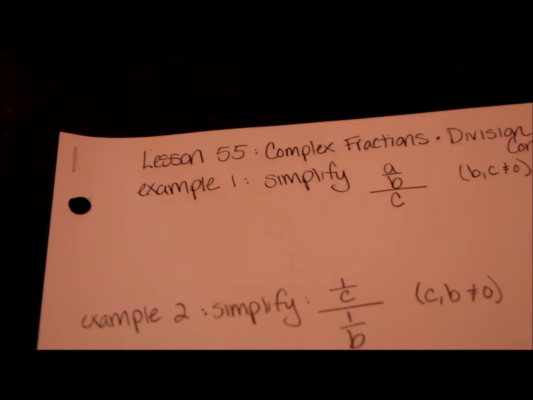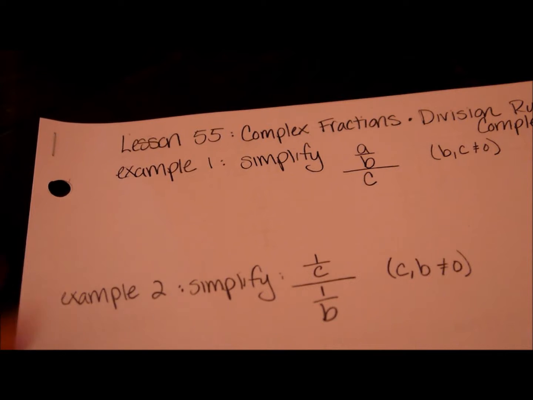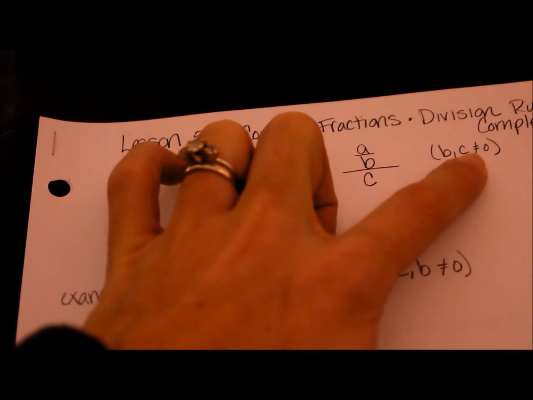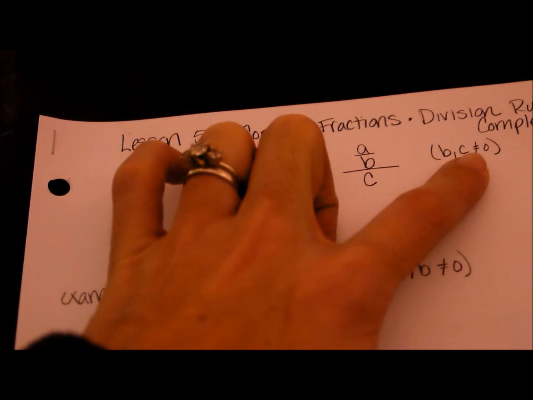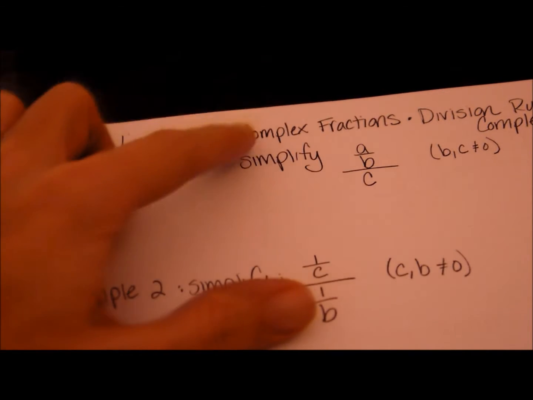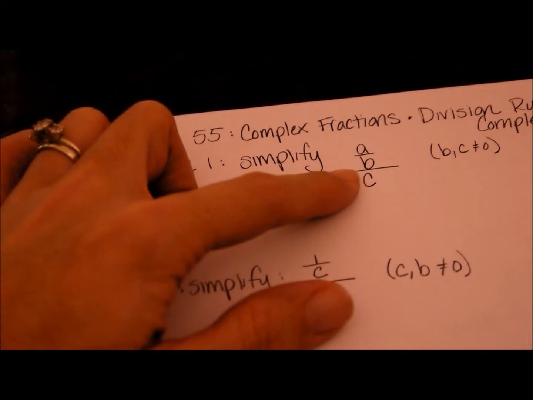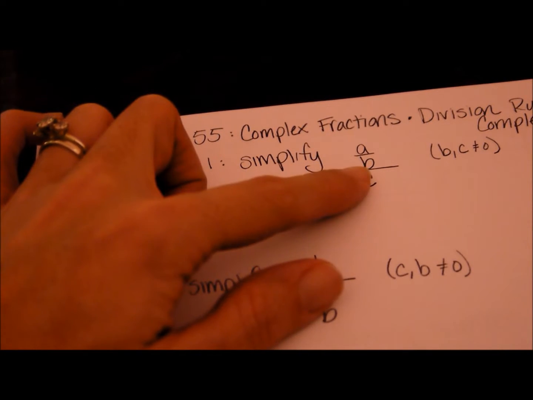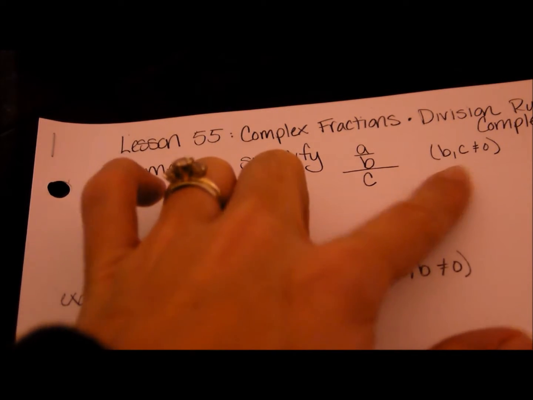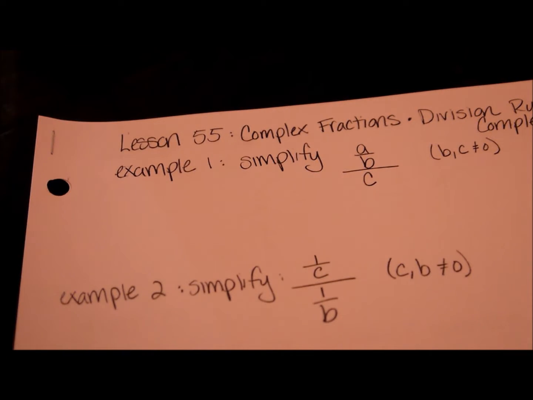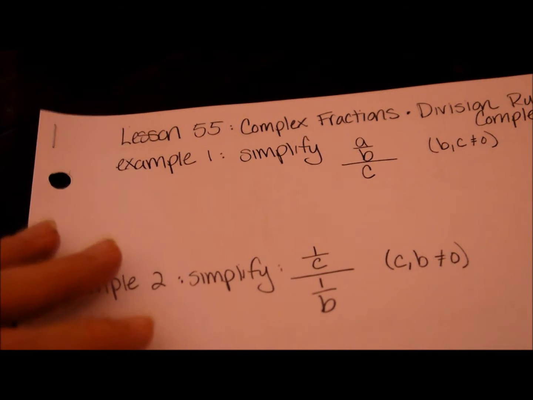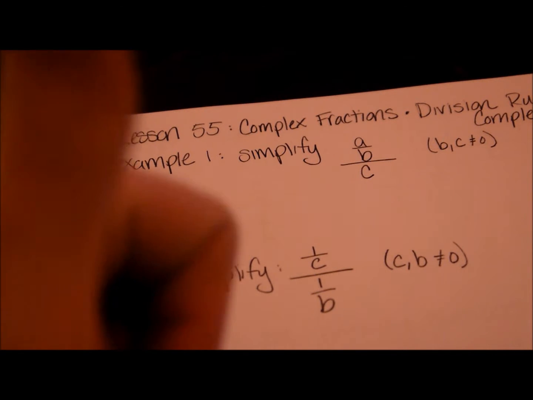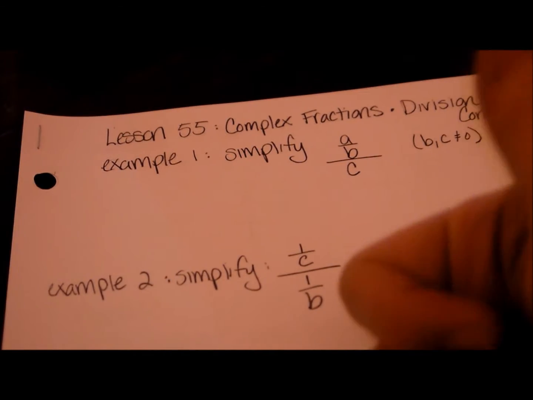So when they say to simplify, the reason they're saying B and C are not 0 is because if they were 0, then it's illegal. Remember, you can't divide by 0, so B and C cannot equal 0, or this whole thing is not going to be legit. So they're telling us that they're not 0, so that means we're free to move on. Okay, there's my thumbs up.